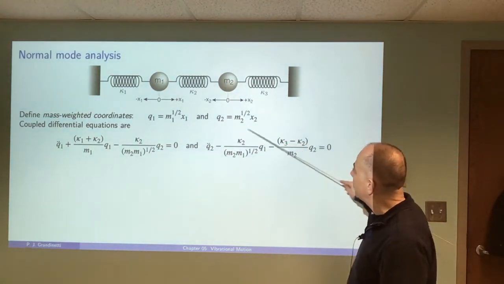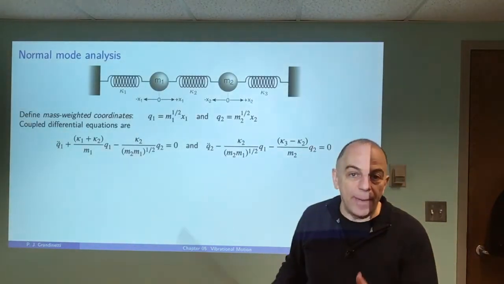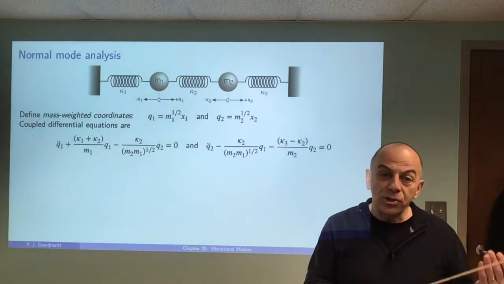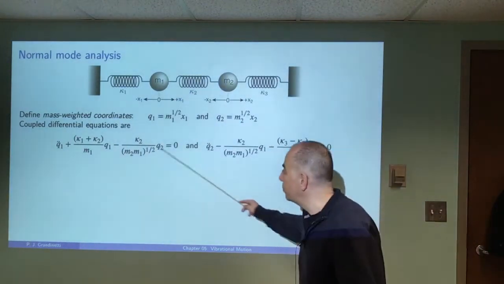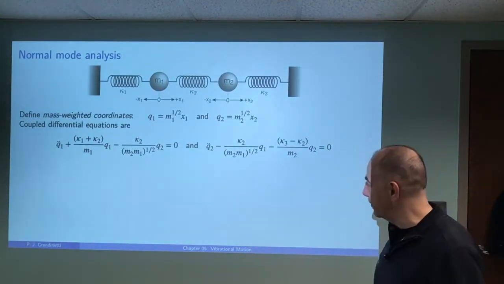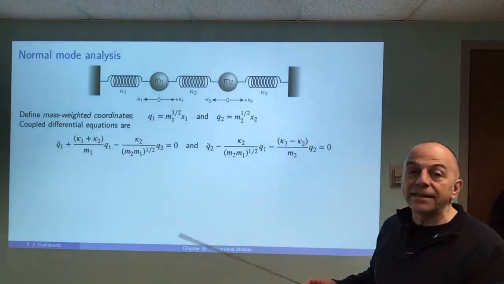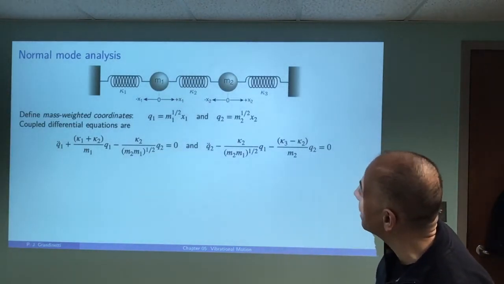We do the same thing for mass 2, and we end up with these two coordinates, and we're going to go back to our coupled differential equations in terms of x1 and x2 and transform them into two coupled differential equations with respect to q1 and q2. Okay. So far we haven't done anything but make that transformation between two mass-weighted coordinates.